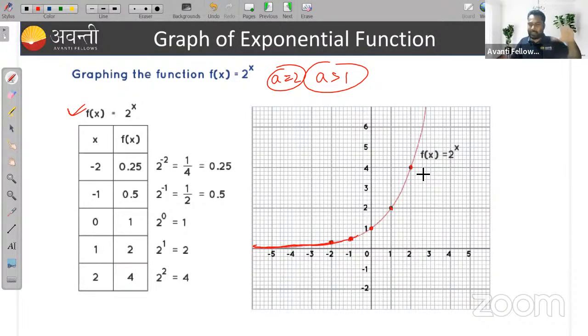Asymptotic nature. Leave it, you can see all this later. But this is the graph of 2 raised to x, and the main important thing is that always when the base of the exponential function is greater than 1, the graph will be intersecting the y-axis at the point 0, 1. Right? Okay?